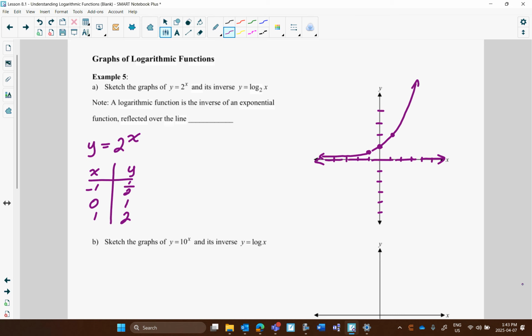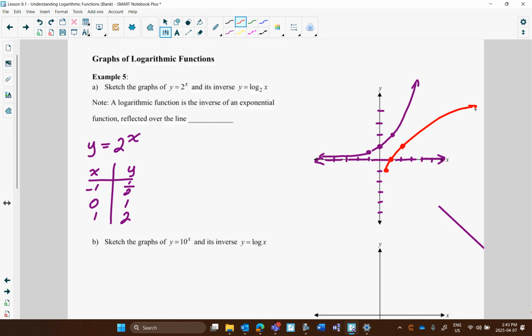Do you remember how to find an inverse on a graph? Switch the x and y's. So if we wanted to see what the log function looked like, -1, 1/2 would become 1/2, -1. So this one becomes this one. This one, 0, 1, becomes 1, 0. And this one, 1, 2, becomes 2, 1. And you should be able to see the way the curve goes.